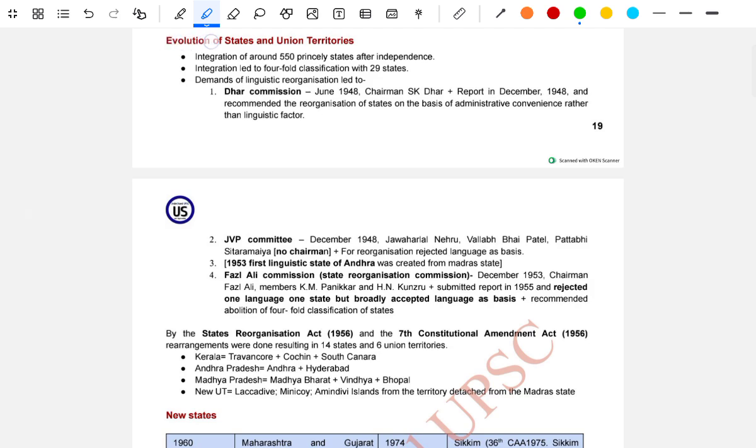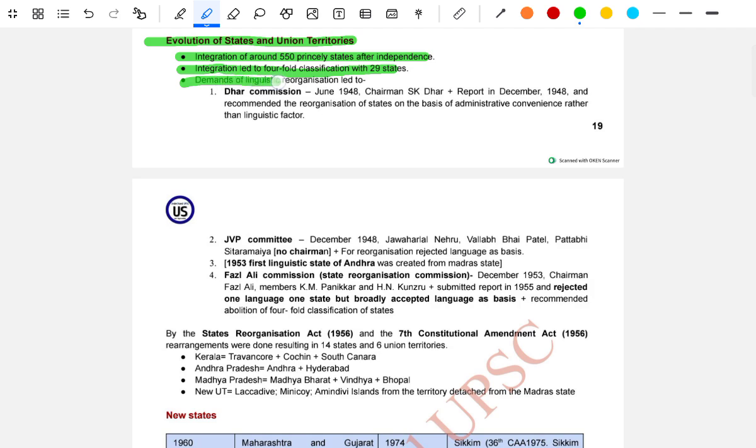The evolution of states and union territories. The integration of around 550 princely states after independence. The integration led to a fourfold classification of states, with 29 states.